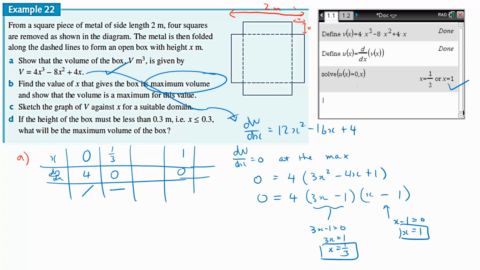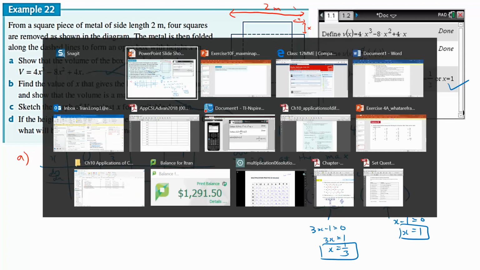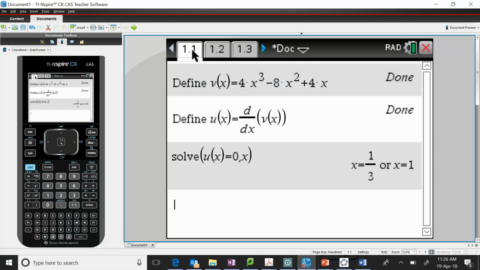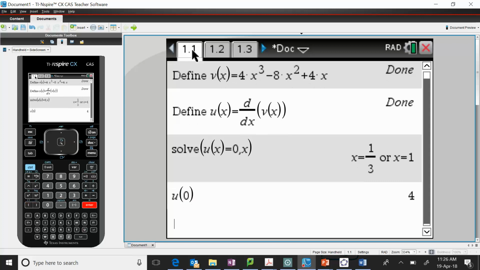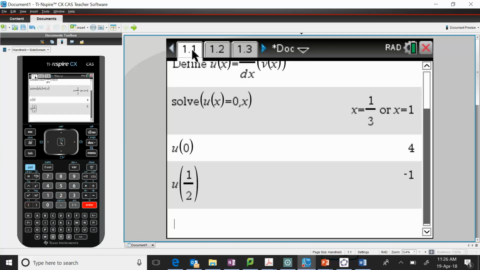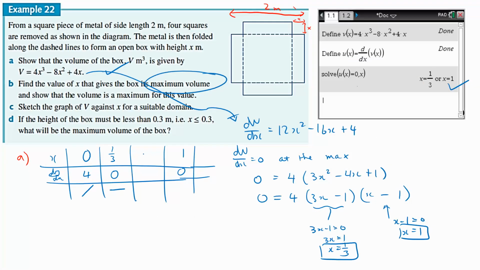What we don't know is whether the next one, between 1/3 and 1, is going to be positive or not. Between a third and 1, so 0.33 to 1, what number would you likely use? Probably half. But like I said, if you did these kinds of questions on a CAS, it's much quicker. So I'm just going to quickly jump to the CAS. Once you define it, you can just do u of 0, we got 4. Now u of 1/2, you get -1. So that tells me at half it's -1, a negative gradient.